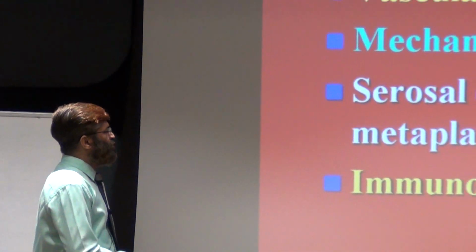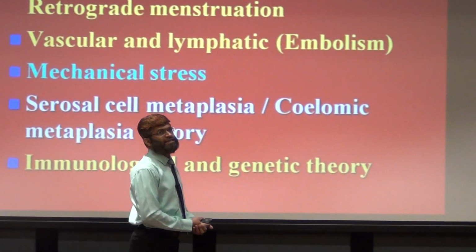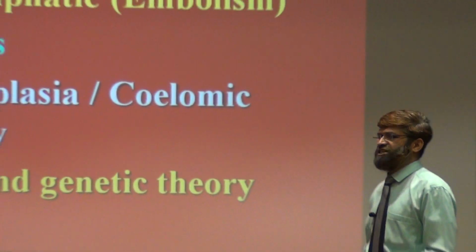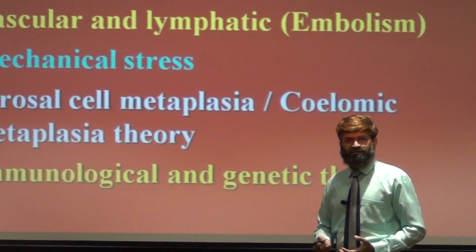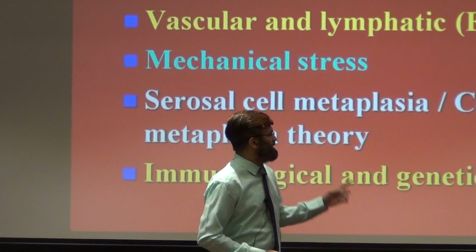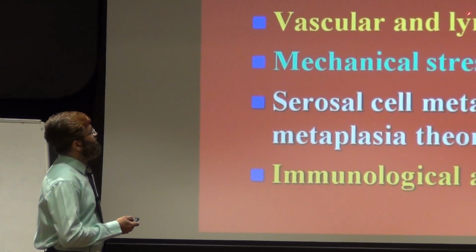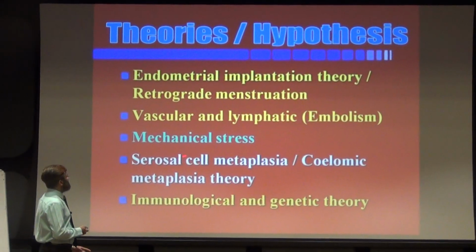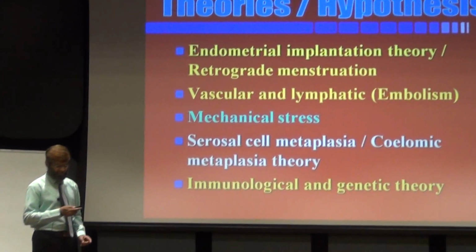And the last one is the immunological and genetic theory. I think if you recollect, a few minutes back we gave the idea that heredity plays a very important role here. So this is the immunological and genetic theory. Immunological: there have been patients who are immunocompromised, and it has been observed that a few patients with endometriosis are seen with these immunological causes associated. So let's recap: endometrial implantation theory, that is retrograde menstruation, vascular and lymphatic embolism theory, mechanical stress, serosal cell metaplasia, and immunological and genetic theory.